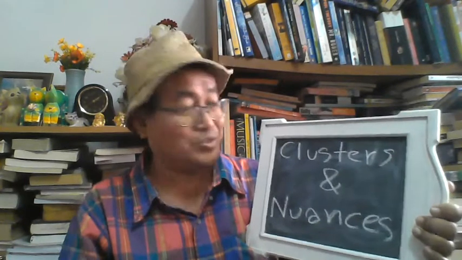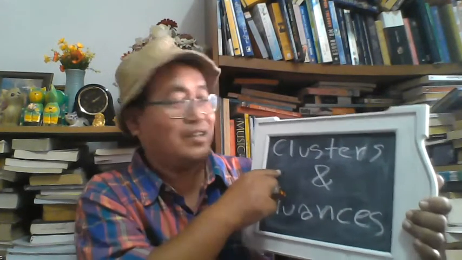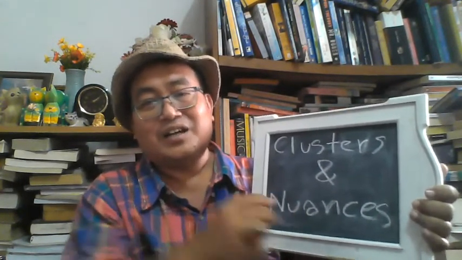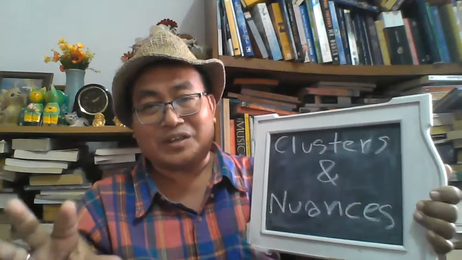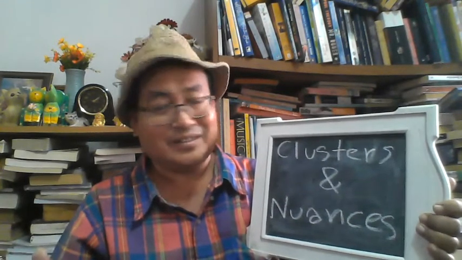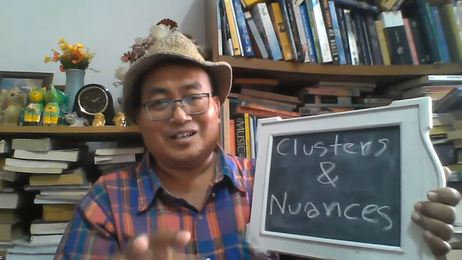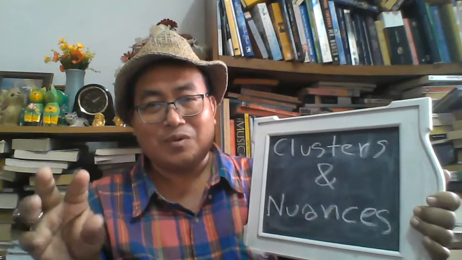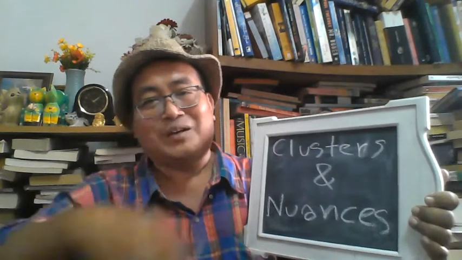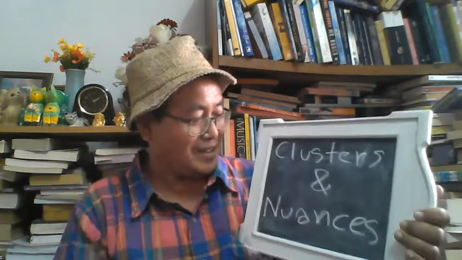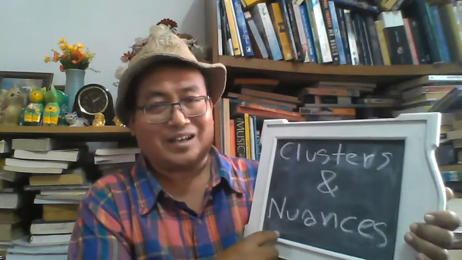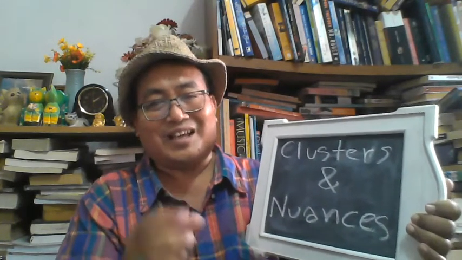So I have introduced you to two new technical terms. Cluster. A cluster is a group of things related to one another, like a group of words or expressions about something big. And nuances. A nuance is a shade of meaning.